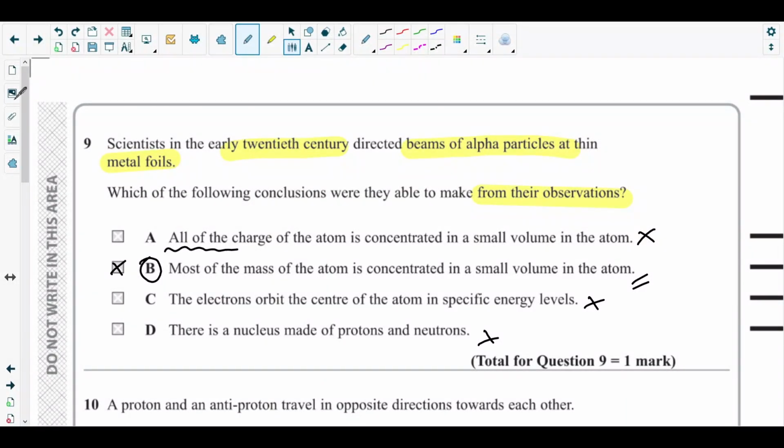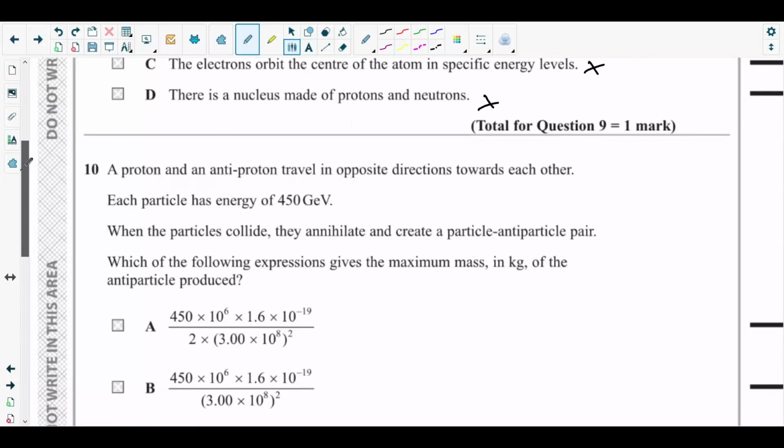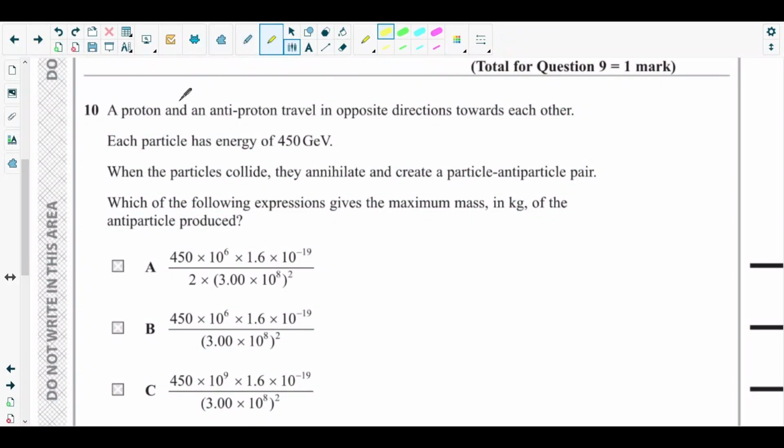Okay, next is MCQ number 10, the last MCQ of the paper. So here it says a proton and an antiproton travel in opposite directions towards each other. Each particle has energy of 450 giga-electron-volt. When the particles collide, they annihilate and create a particle-antiparticle pair. Which of the following expressions gives the maximum mass in kg of the antiparticle produced? Okay, mass of the antiparticle produced.